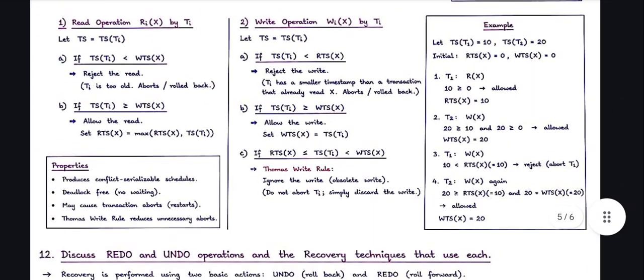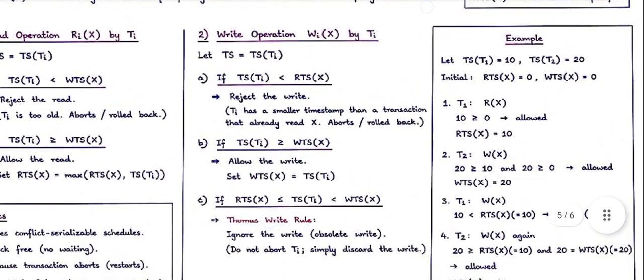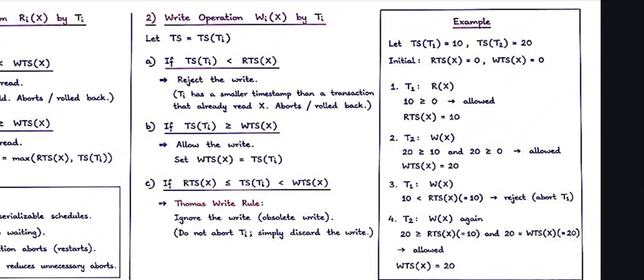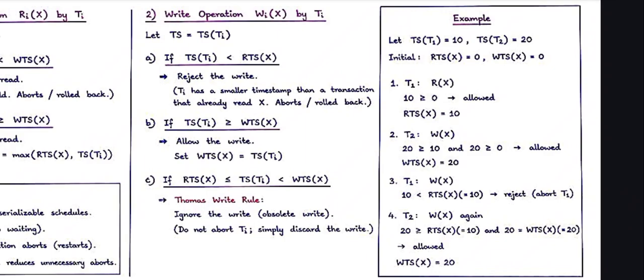Here is an example. TS of T1 equals 10, TS of T2 equals 20, RTS of X is 0 and WTS of X is also 0. First, T1 does R of X. Since TS of T1 is greater than WTS of X, it is allowed, and RTS of X becomes 10. Then T2 does W of X, and WTS of X becomes 20.